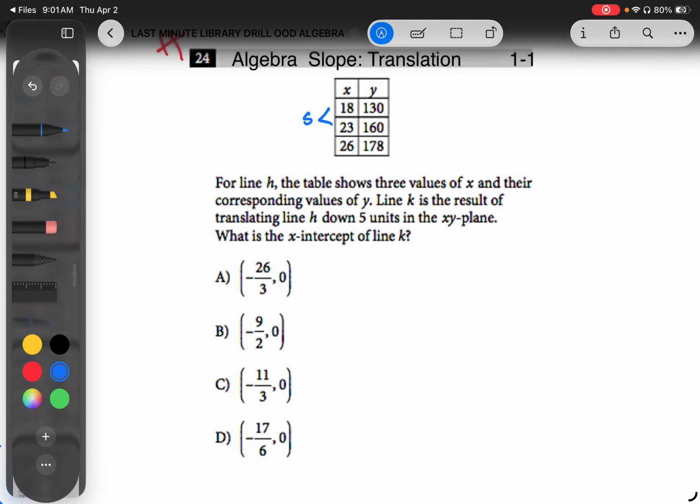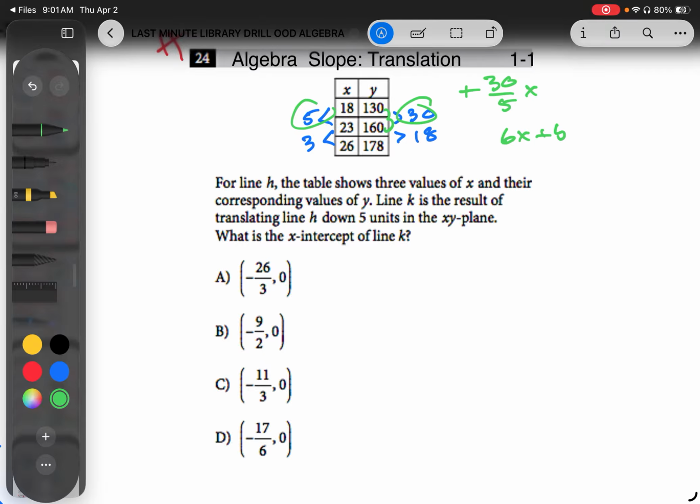Difference between those two is going to be 5. Difference between those two is 30. Absolute value of 30, absolute value of 18. What's my rise over run? It's going to be 30 over 5. It is increasing in value, so it's positive. There we go, which I can reduce to 6x plus b.